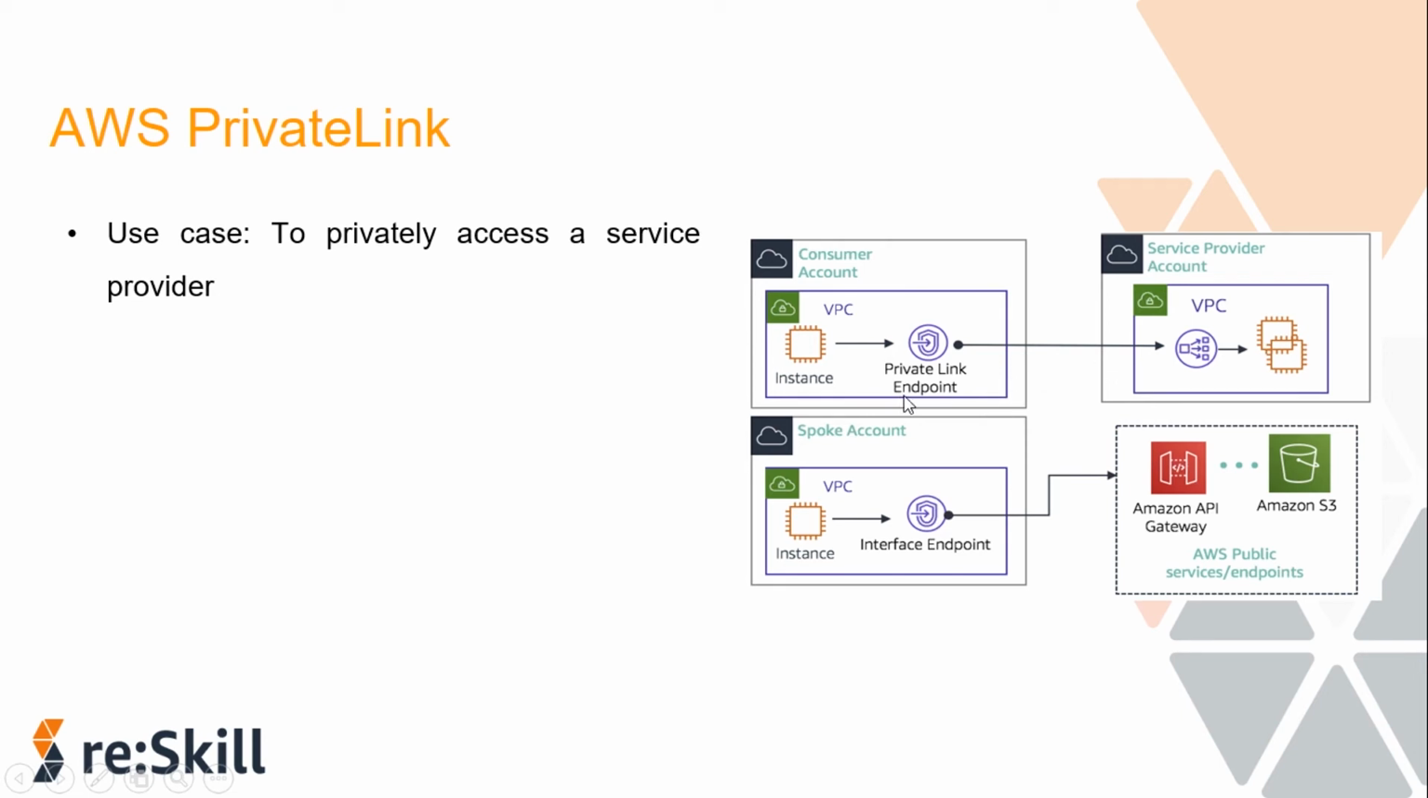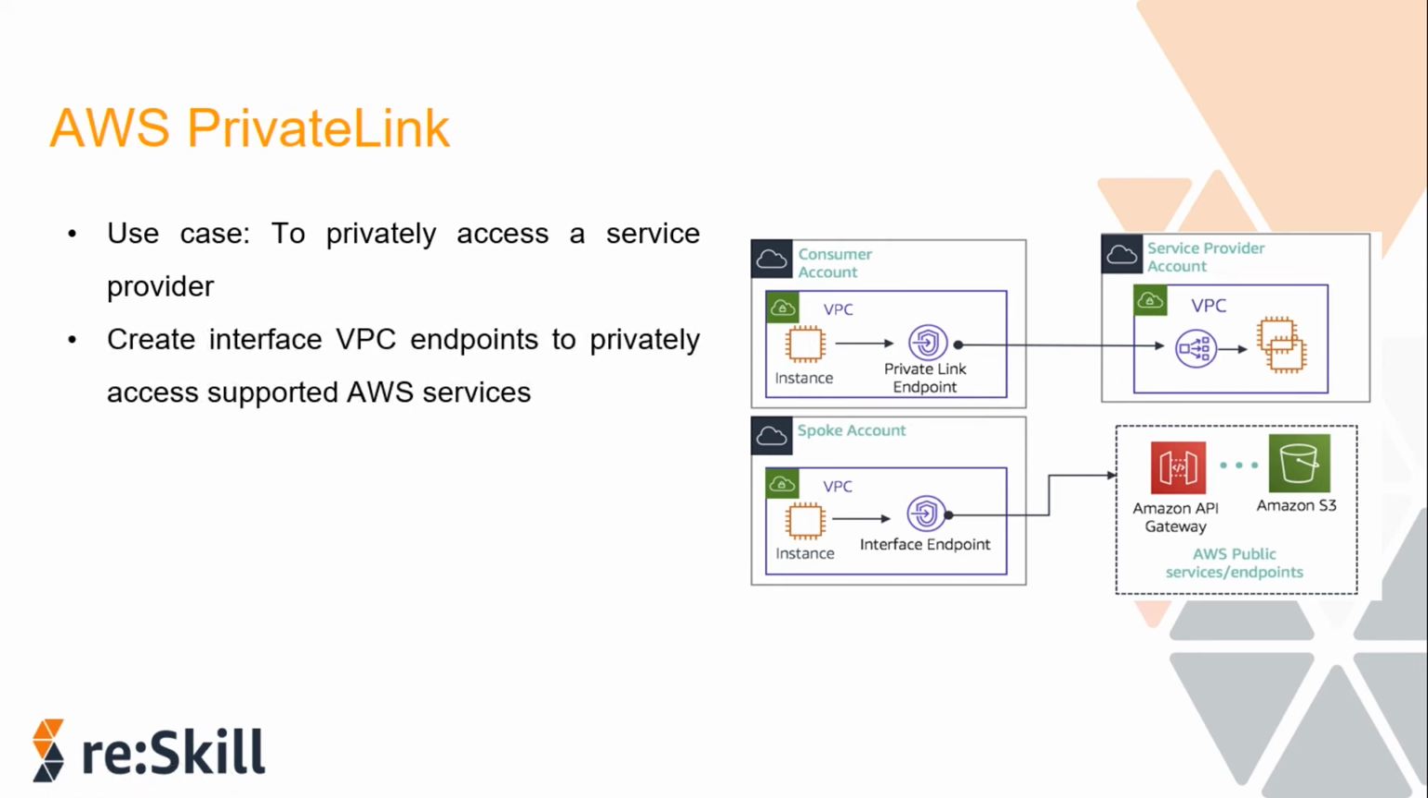And how do we use this? To use AWS PrivateLink, we have to create a network load balancer for our application in our VPC, and then create a VPC endpoint service configuration that is pointing to that load balancer. And a service consumer then creates an interface endpoint to your service. This creates an elastic network interface in your subnet with a private IP address that serves as an entry point for the traffic that is destined to the service.